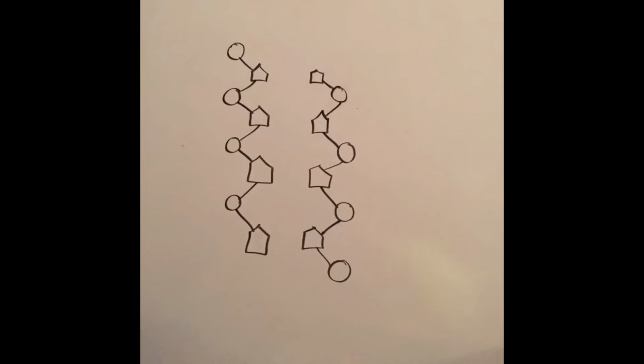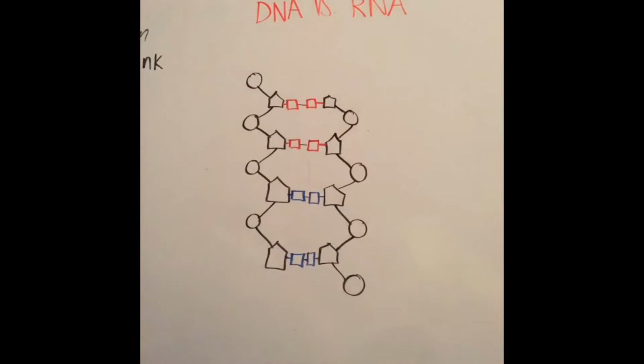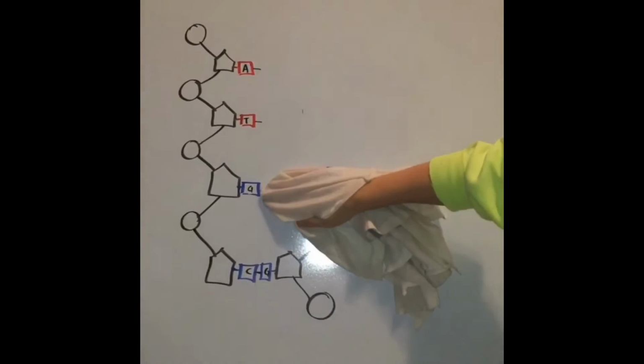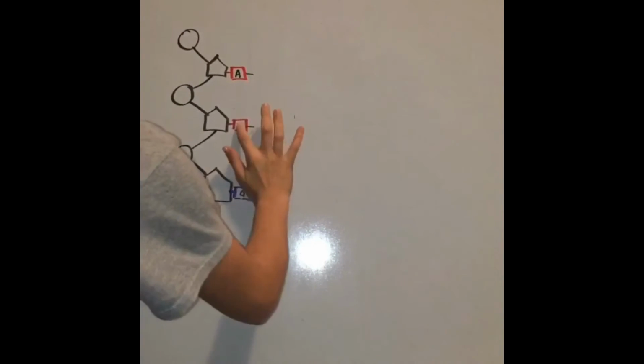DNA has 4 nitrogenous bases: adenine, guanine, cytosine, and thymine. RNA has the same 4 nitrogenous bases except uracil instead of thymine. They both include a deoxyribose sugar and a phosphate group. mRNA's polymer is a nucleic acid and its monomer is a nucleotide.